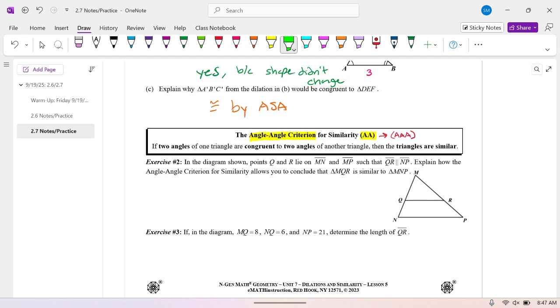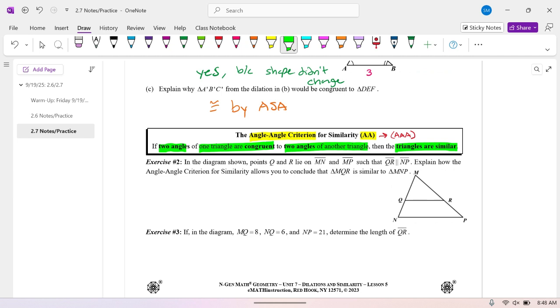All it is, if two angles of one triangle are congruent to two angles of another triangle, then the triangles are similar. So remember how I said when we were doing congruence postulates that if all three angles were congruent, we couldn't conclude that they were congruent? That's because we don't know if the sides are the same or not. We don't know if the sides are proportional to each other or congruent to each other. So if you just have all three angles, we just get the same shape, not the same sides.